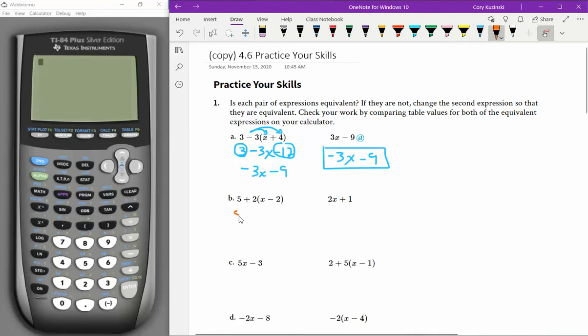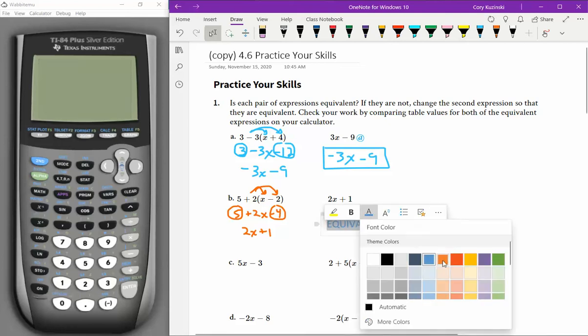So not equivalent, and there's my second expression. All right, so this one, we'll distribute that 2. 2 times x is 2x, and 2 times negative 2 is negative 4. Then combine like terms, 5 and negative 4, we end up with 2x plus 1. So these are equivalent. Let's just type that in. Maybe I should use the orange. There we go.